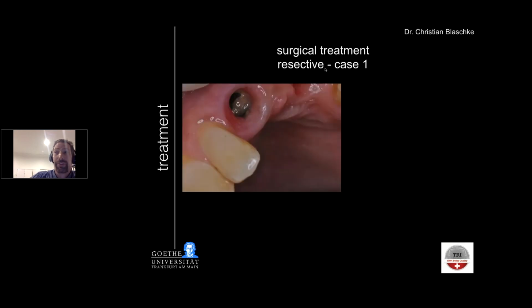So we removed the prosthesis, and that's what we saw here. That looks sort of not right. That shouldn't be there in the first place.